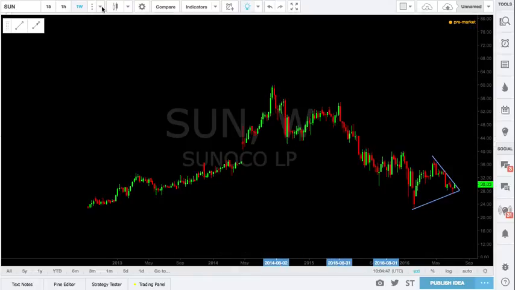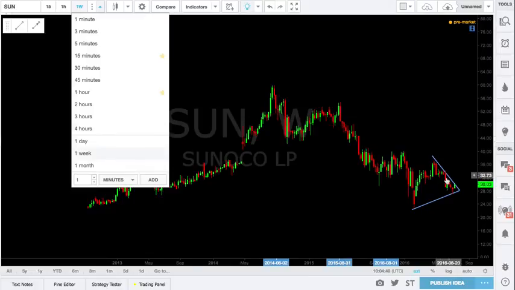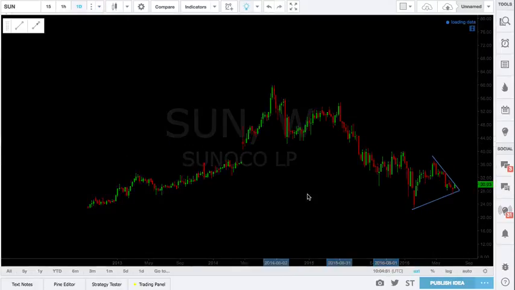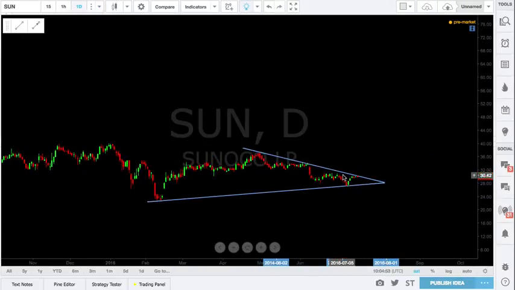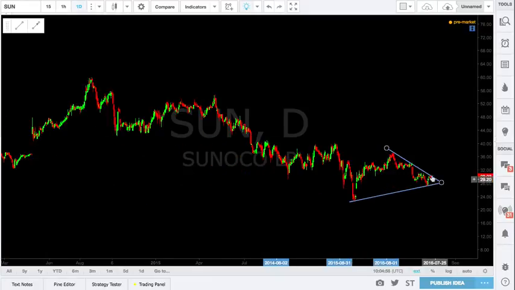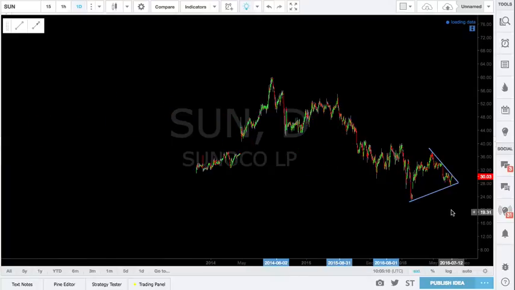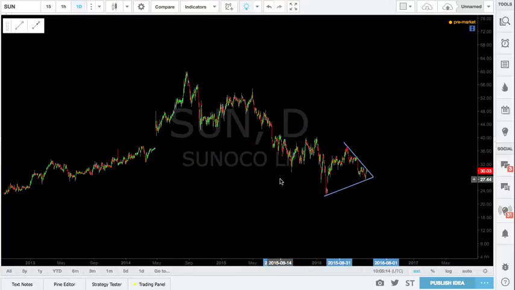So with this one, you can see I've got just a triangle kind of pattern on it. You could just wait until it breaks out of that triangle, and there's a possibility that it could go either way. If it breaks out, wait for the retest and go long, or if it breaks down, wait for the retest and go short. But it's not clear if there's more up or down in this one.